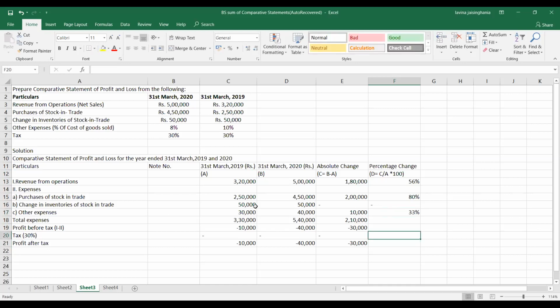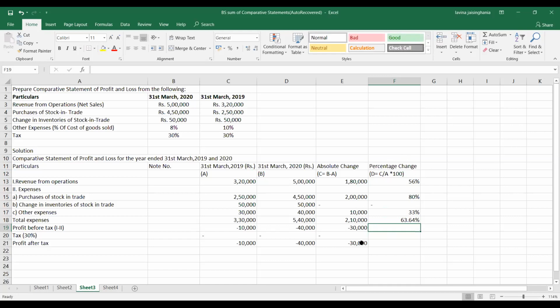Other expenses also done. Now total expenses, from 3,30,000 it has increased by 2,10,000. So 100 into 2,10,000 divided by 3,30,000 will give you 63.64 percentage. If you don't write percentage in each of them, it's fine, as we have already written percentage change here.